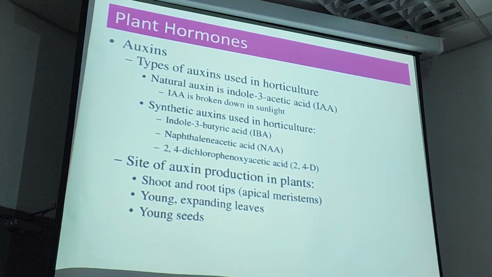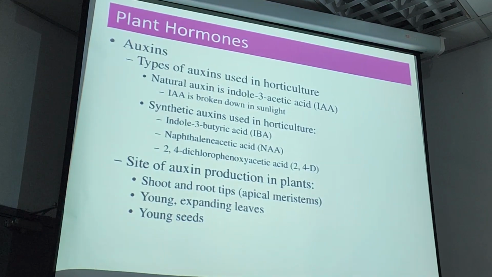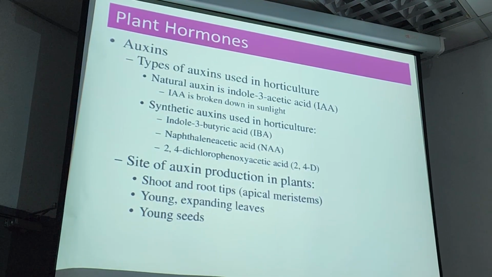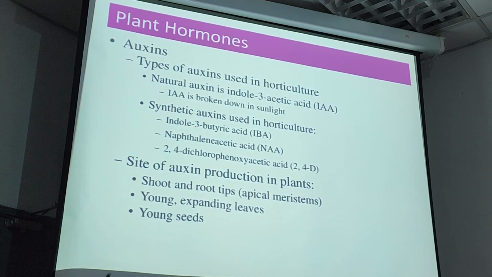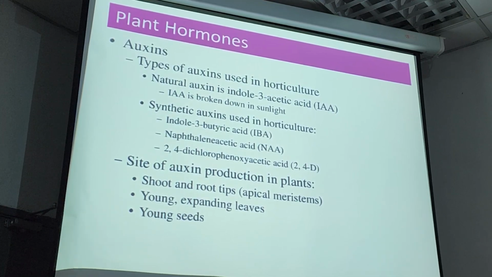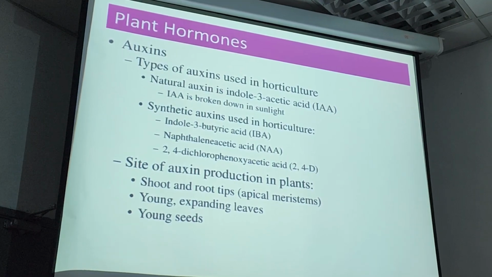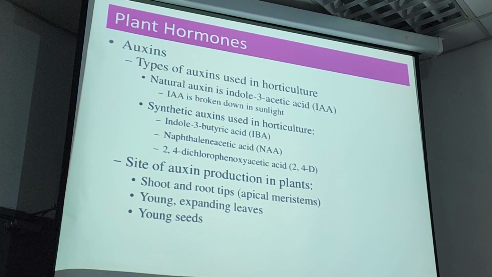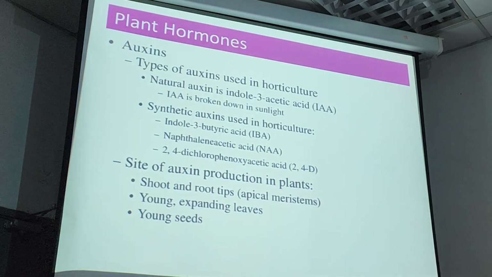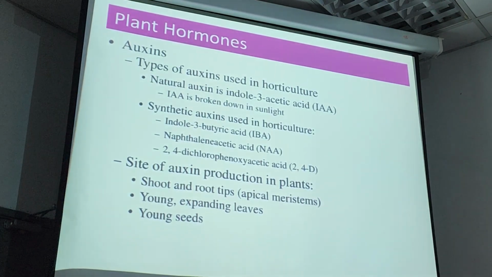So, these are the properties of auxin. The natural auxin, IAA, is broken down in sunlight, and this is why it's shying away. If vitamin C gets deactivated with high temperature, auxin gets broken down with sunlight, the light.